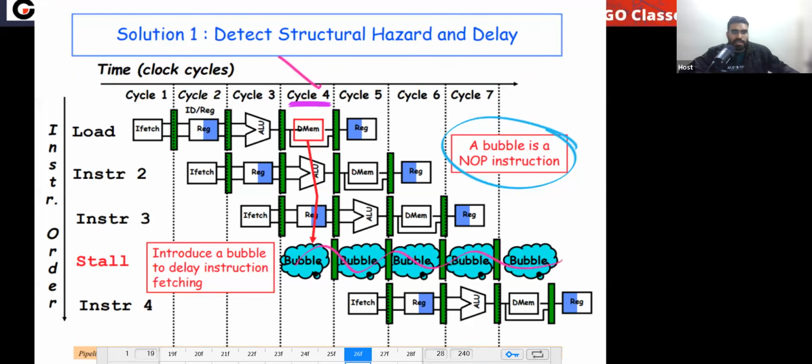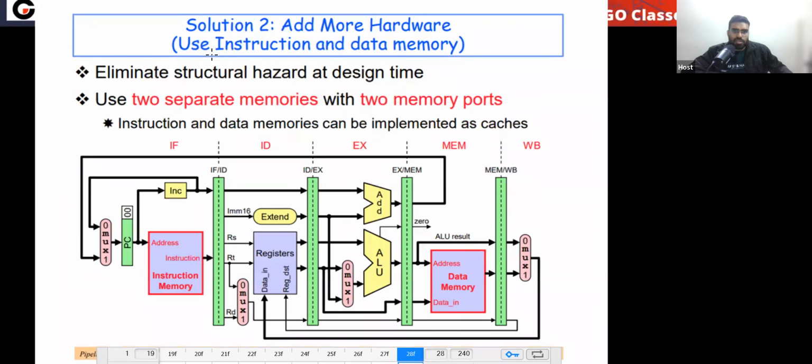The reason for the bubble is clear, right? Because in cycle C4, you cannot bring a new instruction. So in cycle C4, this bubble will go in the pipeline. This stall will happen. Very simple. In the next cycle, you can fetch. Another solution is to use instruction memory and data memory. So that's your structural hazard.